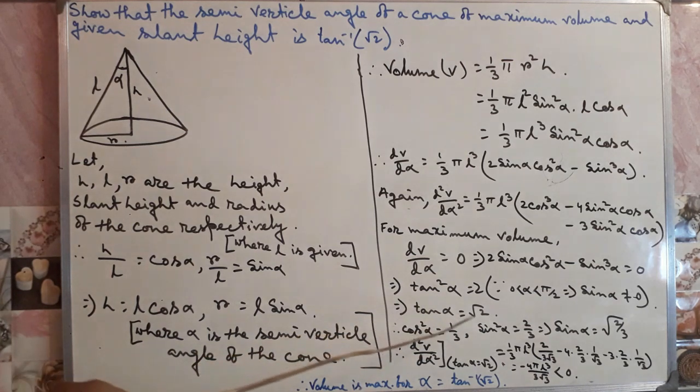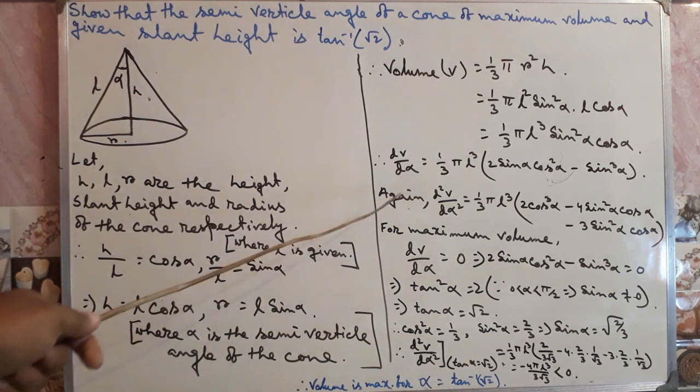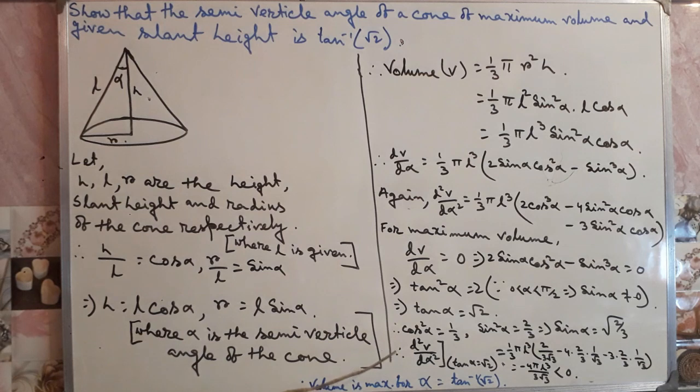If tan α = √2, then cos²α will be 1/3, sin²α will be 2/3, that is sin α equals root of 2/3. Putting these values here, we got the second order derivative of the volume is negative. That means the volume is maximum, and it is maximum for tan α = √2, that is α = tan⁻¹√2. The semi-vertical angle is tan⁻¹√2.